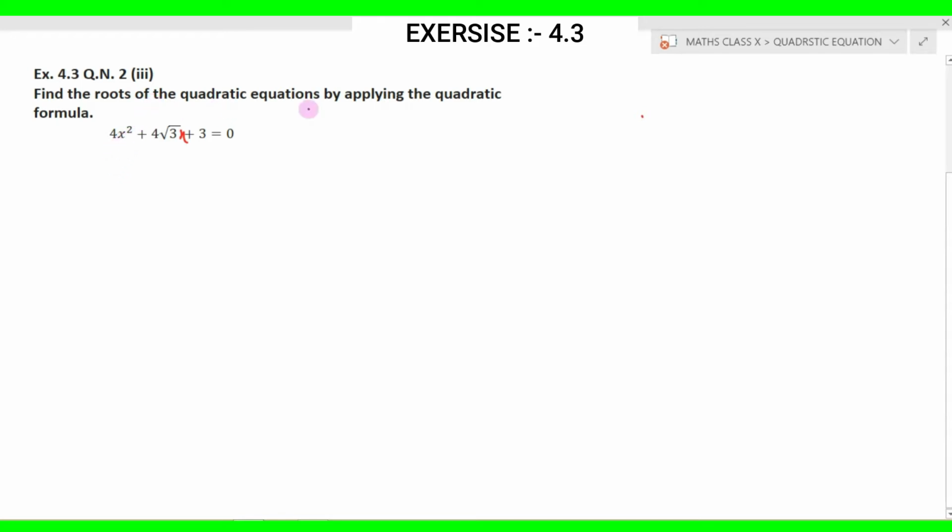Find the root of the quadratic equation by using quadratic formula. So the first example is here. Our equation is 4x square plus 4 root 3 x plus 3 equal to 0. If you want to solve this, first of all you write the equation 4x square plus 4 root 3 x plus 3 is equal to 0, and then find the values. Coefficient of x square, a, is 4, value of b is 4 root 3, and value of c is 3.